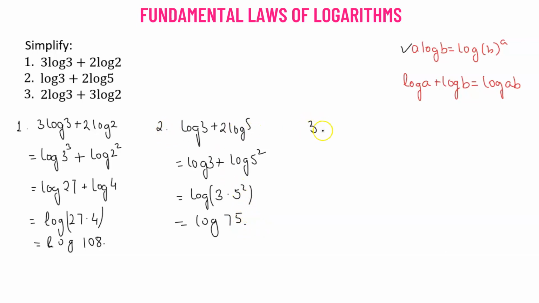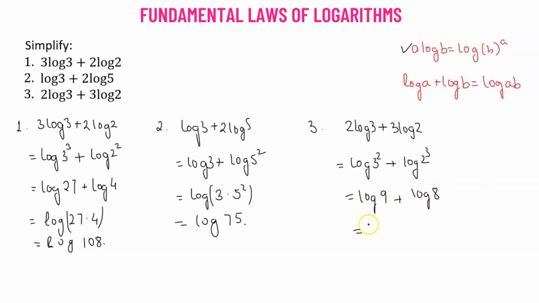Now let's do the final one, number 3. So we have 2 log of 3 plus 3 log of 2. So this will be equal to, we have log of 3 squared plus log of 2 cubed. Log of 3 squared means we have log of 9, plus log of 2 cubed. So 2 cubed will be 8. And we'll simply multiply log of 9 times 8. So we'll multiply 9 with 8 to get 72. So our final simplified value will be log of 72.